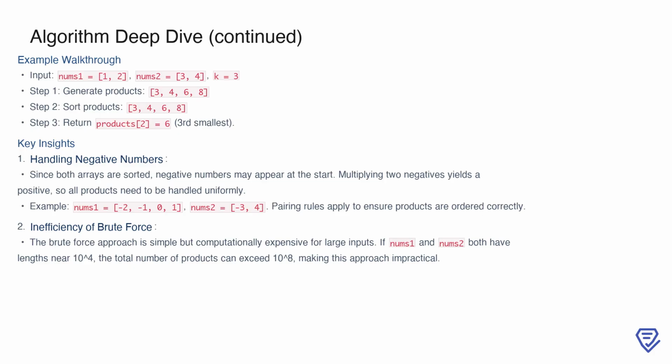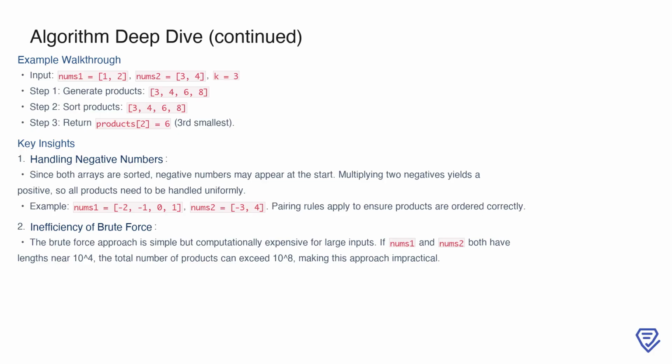The first is handling negative numbers. Since both arrays are sorted, negative numbers often appear at the start. Multiplying two negatives yields a positive result, so we need to ensure proper handling of all pairings to maintain the correct order of products. For example, if nums1 is -2, -1, 0, 1, and nums2 is -3, 4, we must carefully pair elements to ensure the products are ordered as expected.